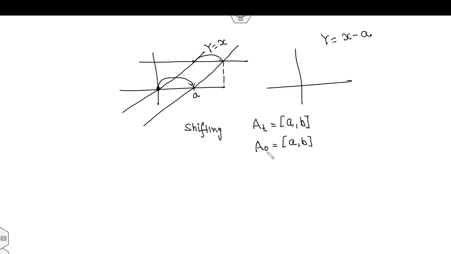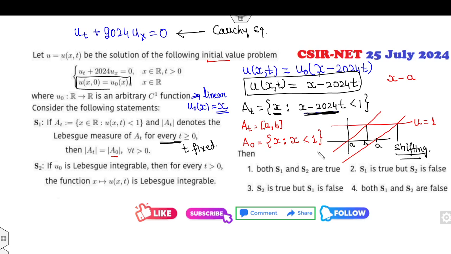Fine. So what does it mean? That the length is the same. Once the length is the same, they are asking the same thing. So S1 is false, wrong. S1 is false, wrong.